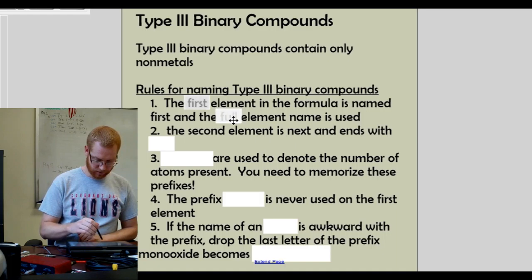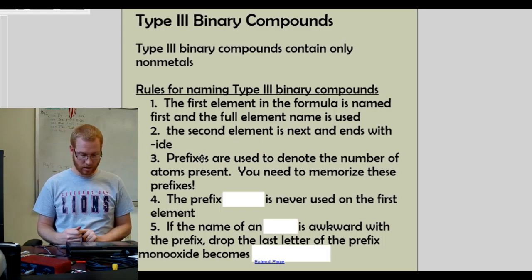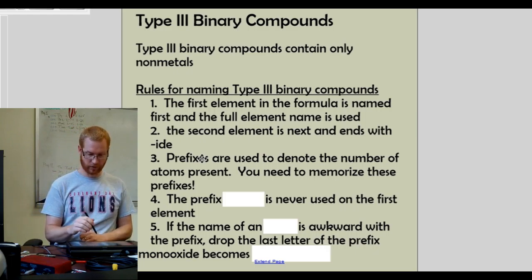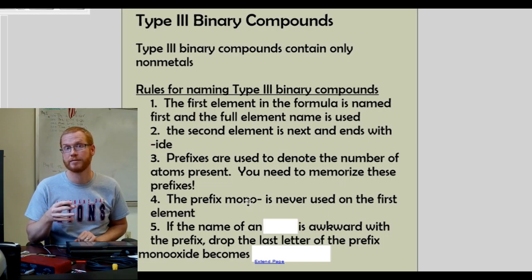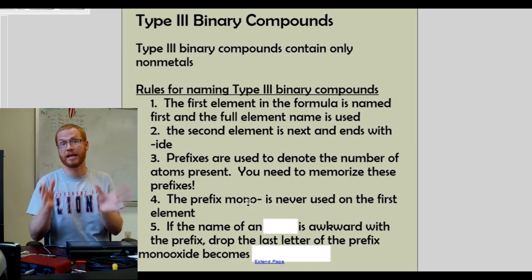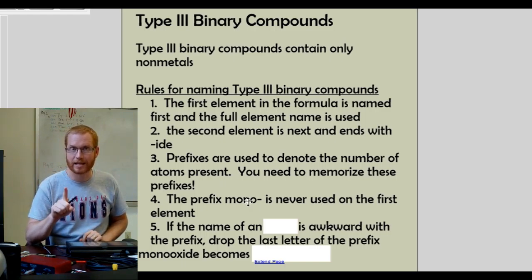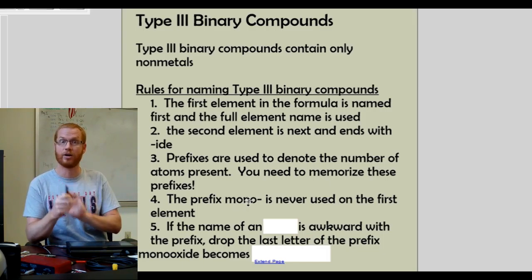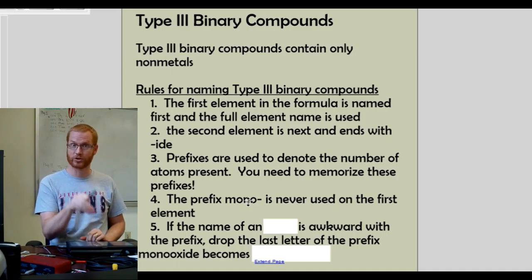Okay? So, first element, second element, ide, prefixes. You got to know the prefixes. All right? Now, couple little hitches in it. The first, you never use the prefix mono on the first element. Anything else will always have a prefix. So, if there's only one of the first element, you don't put mono on it. If there's one of the second element, you do put mono on it. If there's two of the first element, you do put di on it. The only time you won't write a prefix is if there's one of the first element.